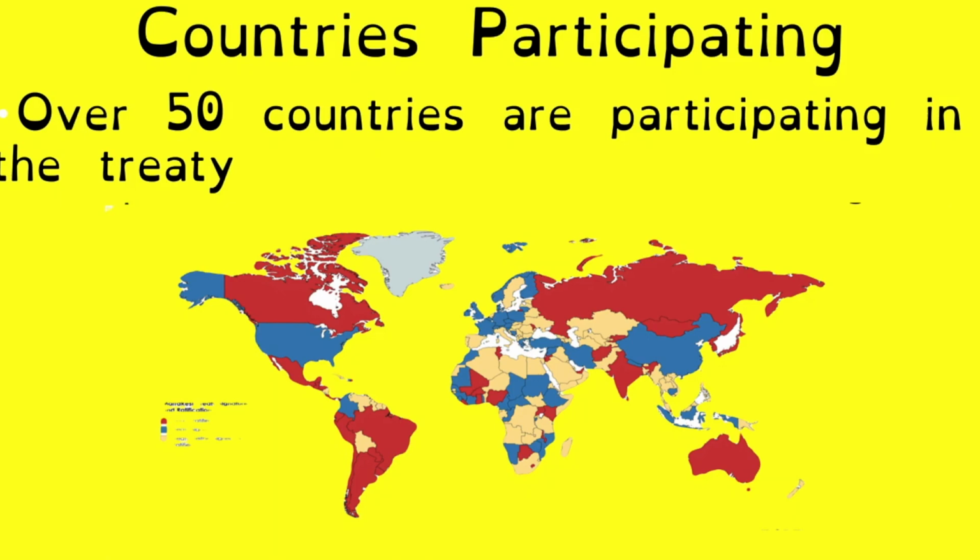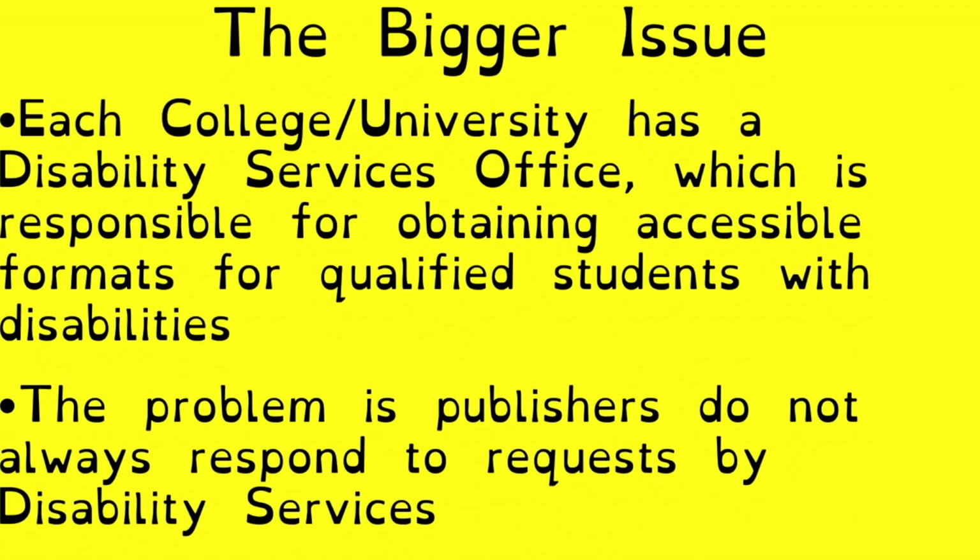However, that's the Marrakesh Treaty and what it's doing, which is good, that it's helping provide those books, particularly formats that there may be shortages of in other countries, and helping people with print disabilities have access. What I want to highlight is that there are bigger issues going on that the Marrakesh Treaty doesn't exactly cover. One of those is that each college and university has an office responsible for making those alternate formats, which is what I help do.